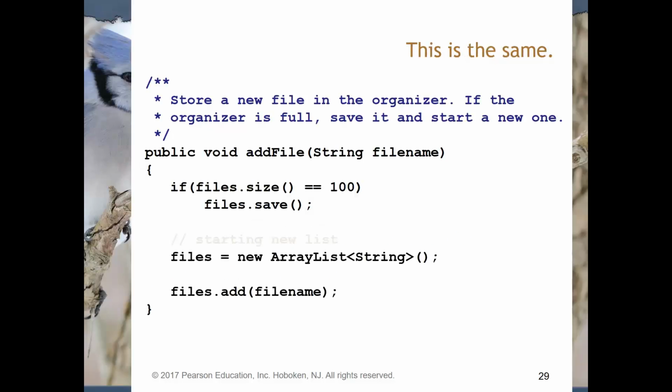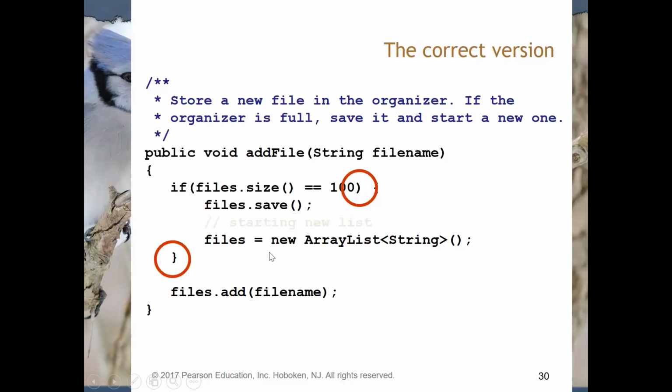Alright, so in this case, the code that was written is files.saved is what would have been executed. But the indentation suggests that both of these lines were what was intended to be run. So how would you fix that? You add the begin brace and the end brace to group your code together. Java will always execute the next line of code if there's no begin brace or end brace, assuming it's part of the if statement.